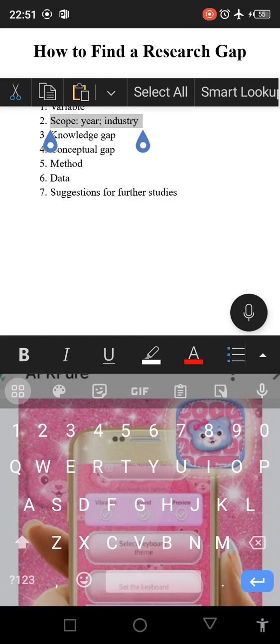Another thing is industry. The literatures that you mapped out might cover different kinds of organizations in different industries. For instance, it could be in the oil and gas sector. You know, the oil and gas sector is divided into four. We have the upstream, the downstream, the coal sector, then we have the equipment sector too.